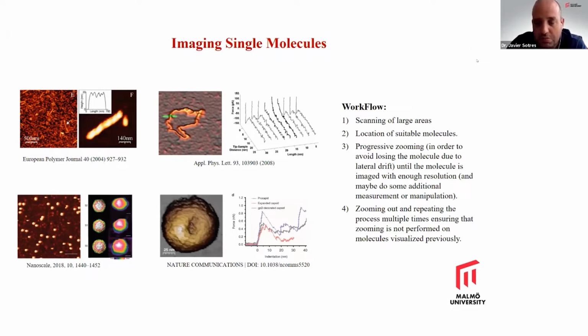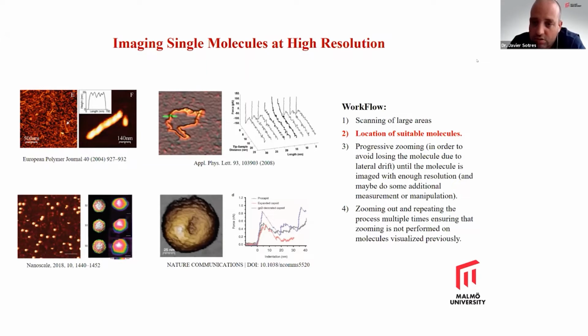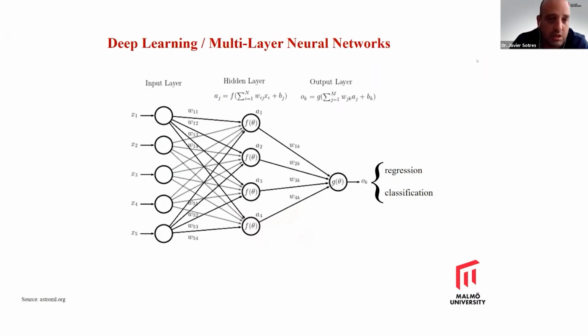Okay, but if you look at this list from a computer vision point of view, there are two steps that are not straightforward. One is to locate the molecules on the image. And the second one is to be able to differentiate between different molecules, so you don't zoom again and again on the same molecule. And these are basically the two steps for which we use deep learning, and it is where I will focus in the talk.